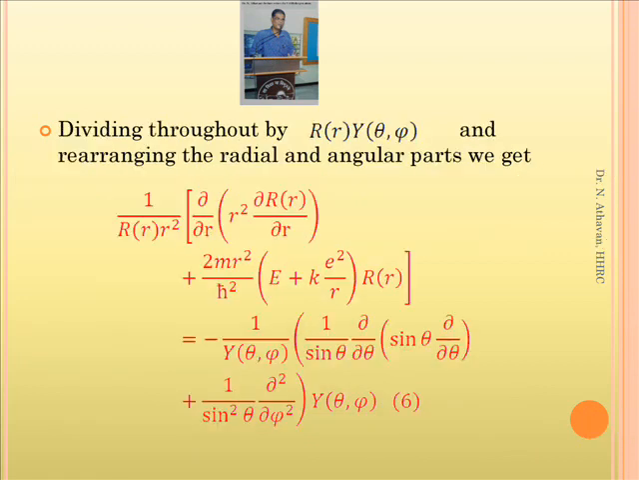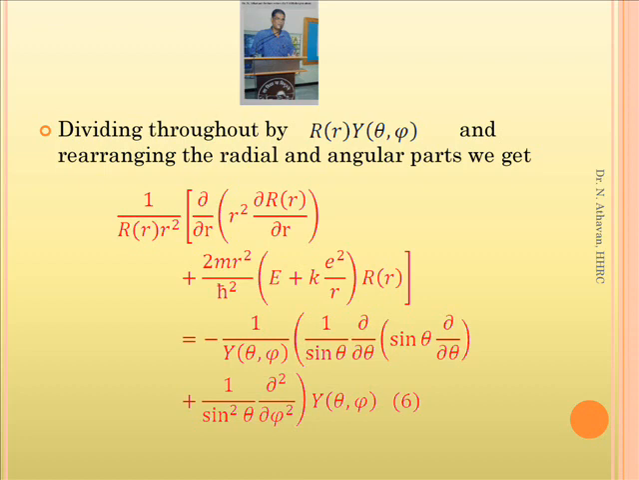So what next? We just divide equation 5b throughout by the functions R(r) Y(theta, phi), and rearranging the radial and angular parts, we get the equation given in equation 6. One can notice that on the left hand side we have only the equation in the radial variable r, and on the right hand side we have the equation with the angular variables theta and phi. We have somewhat separated the equations.